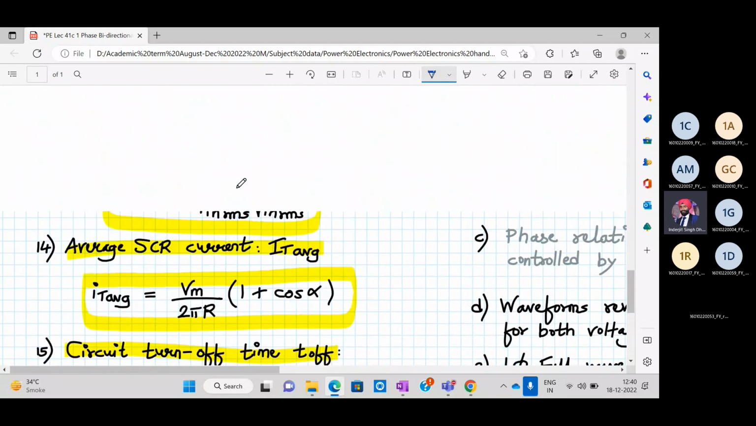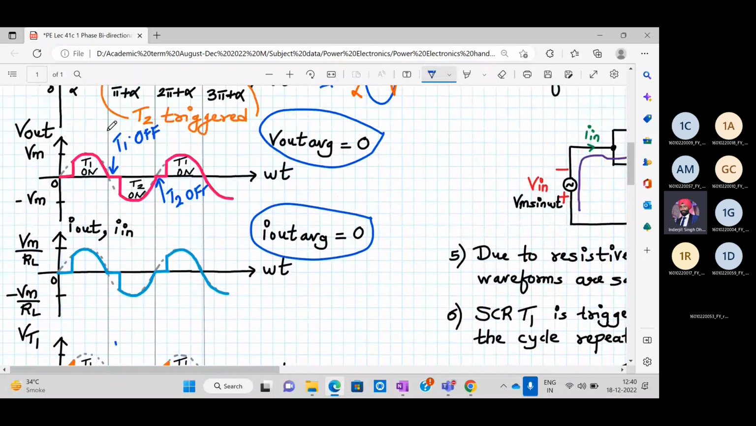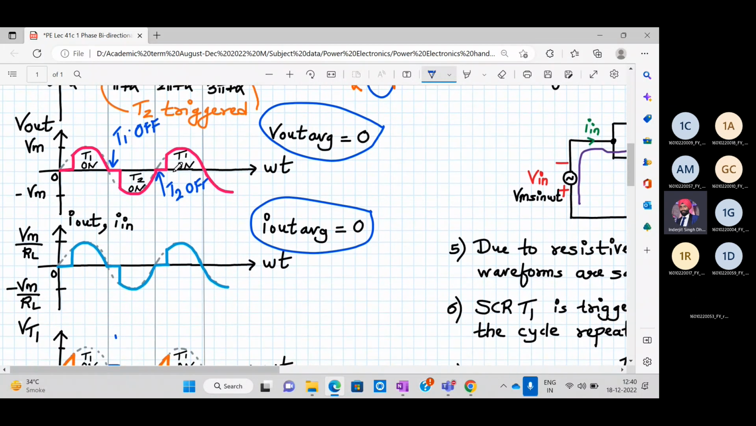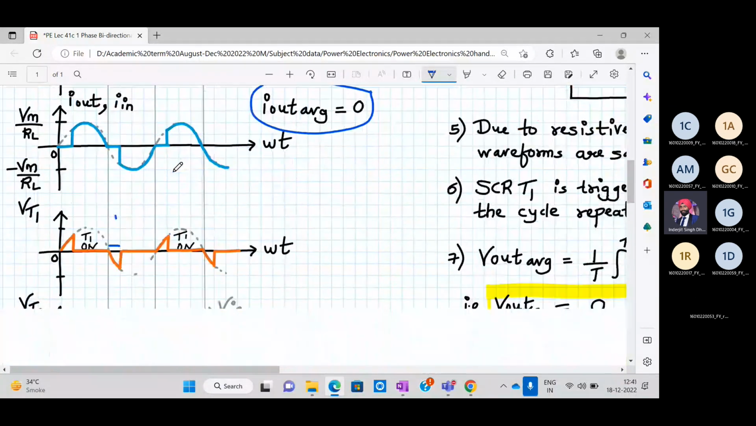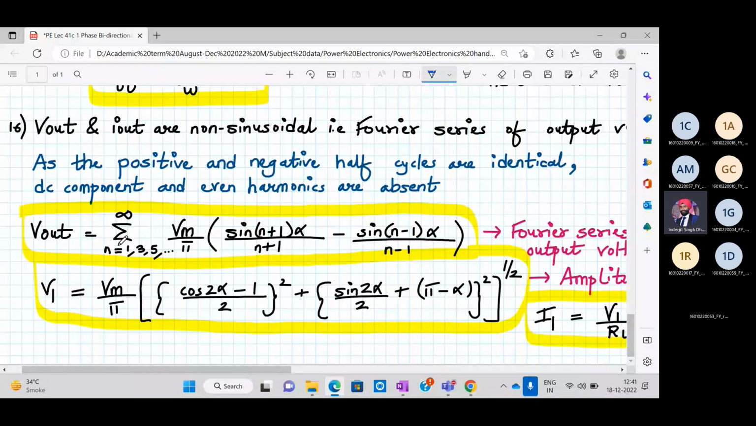But remember, V out and I out do not look exactly like a sine wave. It has this small period where it is zero. All right. Since they are symmetric and the average value is zero, we can determine the Fourier series easily. You have to note this down somewhere. In the Fourier series of the output, the positive and negative halves are identical, so the DC component is absent, and even the even harmonics are absent. That means n is 1, 3, 5.